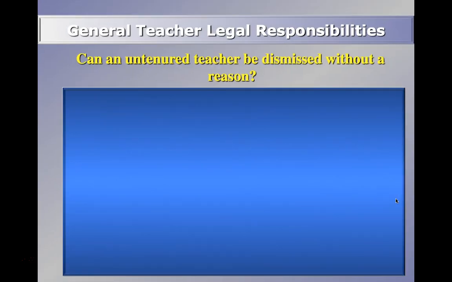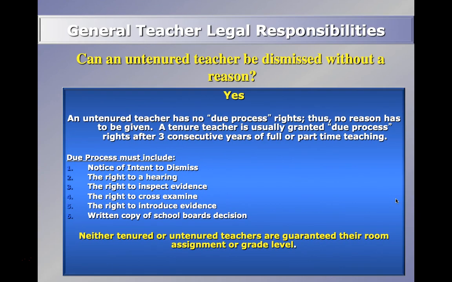Can an untenured teacher be dismissed without reason? Well, the answer, as we've talked about, is yes, because they simply get a contract every year in the mail. They have no due process rights, and basically you just don't get the contract in the mail to sign for the next year. So they don't have to give you a reason. They usually tell you that you're not going to get a contract, but they don't have to give you a reason. And if you ask for one, they will not give you one.